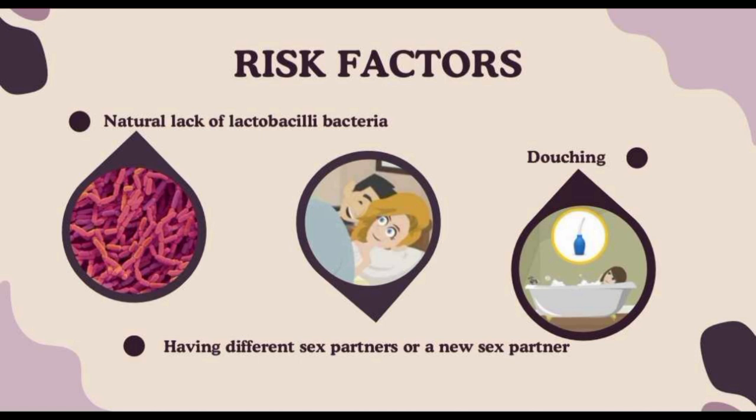Some risk factors of bacterial vaginosis. First is lack of lactobacilli bacteria. Bacterial vaginosis happens when the vagina's natural bacteria levels are out of balance. The bacteria in the vagina are called the vaginal flora. Balanced vaginal flora help keep the vagina healthy. Usually, good bacteria outnumber bad bacteria. The good bacteria are called lactobacilli and the bad bacteria are anaerobes. When there are too many anaerobes or bad bacteria, they upset the balance of the flora, causing bacterial vaginosis.